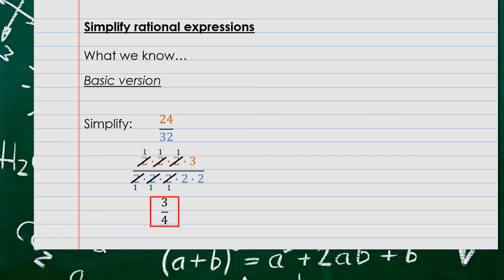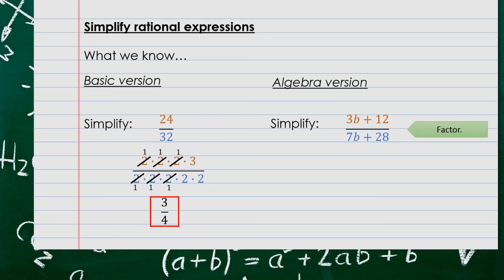Now that's the basic version where we have just numbers. What about the algebra version? So let's look at an example. Say it says to simplify 3b plus 12 all over 7b plus 28. Well, first we have to factor this to see the individual factors.